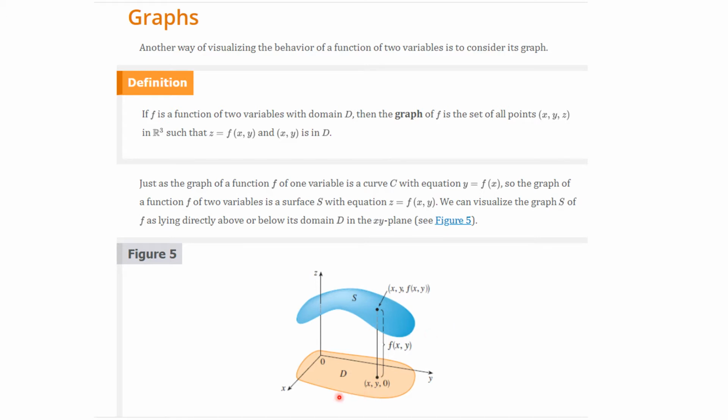And here is an example. For (x, y, 0) we get this point, but if we plug x and y into the equation of the function, we would have it up here, and this point would be (x, y, f of (x, y)). Again, this brown region is the projection of the surface in the xy plane.